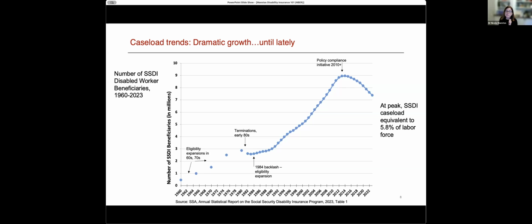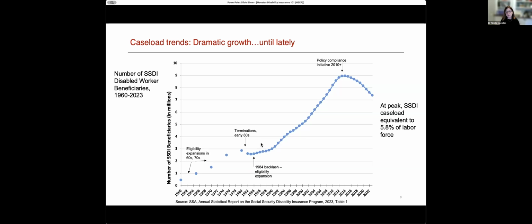And so the modal person was like an older man with a blue collar job who had a cardiovascular event. Okay, that's kind of the original conception. And then over time, they expanded it to all ages. They included women, and there have been some changes in the medical criteria as well.